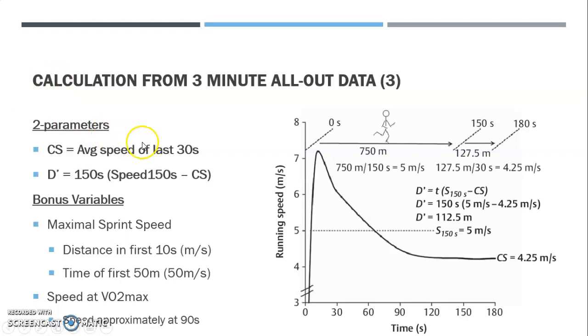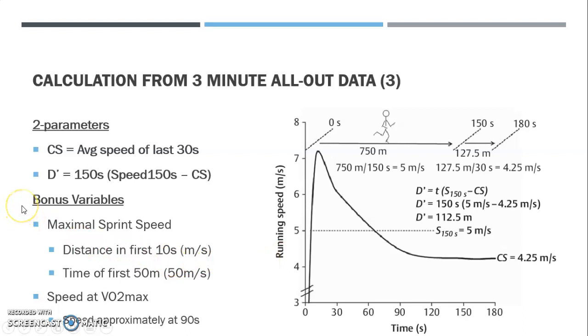As you can see, critical speed in this case is just going to be the average of the speed in the last 30 seconds. And then D prime is going to be this equation right here. This diagram from a very popular paper lays it out very nicely.